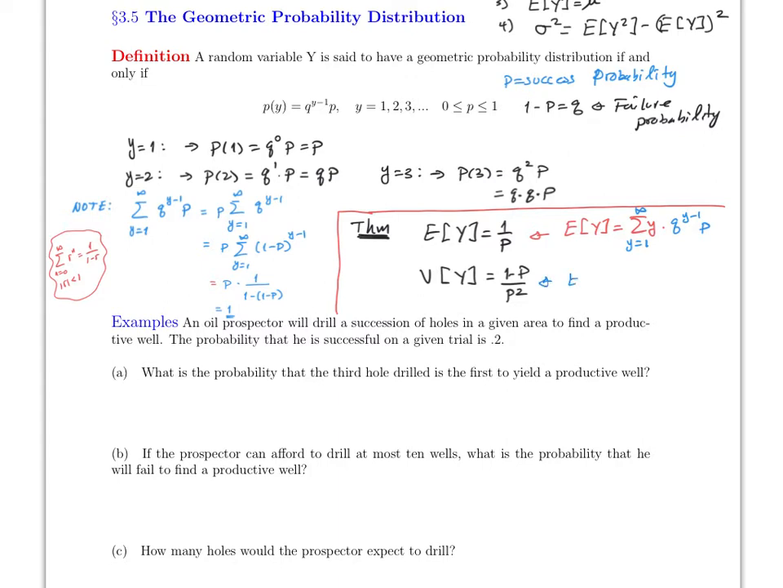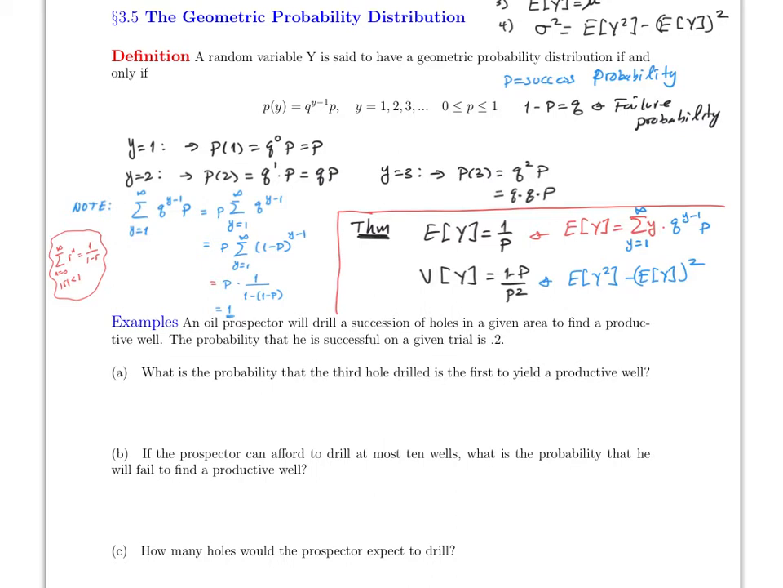Okay. And then remember, you want to find this one. Well, by definition, this always equals the expected value of y squared minus the expected value of y, squared, where this will be this value. And then to find this one, you just replace y by y squared in here.